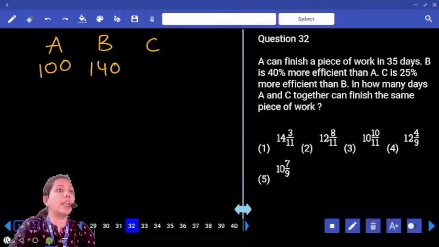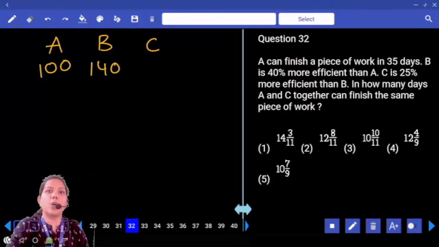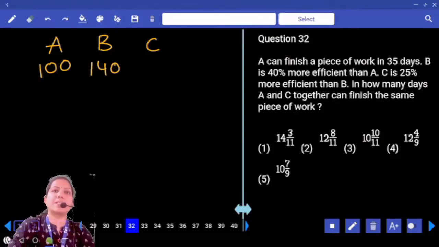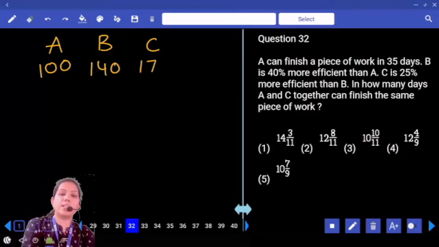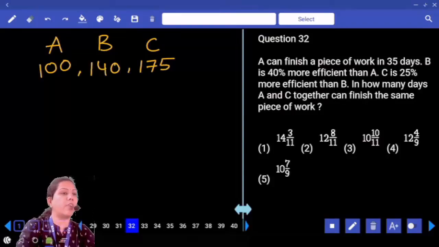No, not 25 more, it is 25%. 25% in fraction form? 1/4 more. What is 140's 1/4 value? That is half and half. What is 140 half? What is half of 70? 35 more, not 25%, 35 more. What is 140 plus 35? 175. So A efficiency 100, B efficiency 140 and C efficiency is 175.